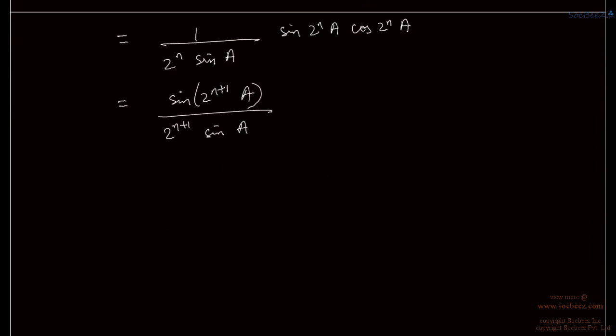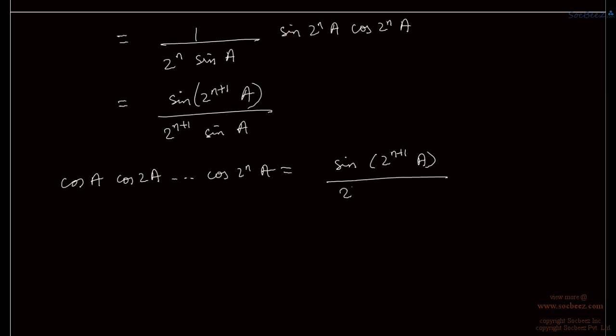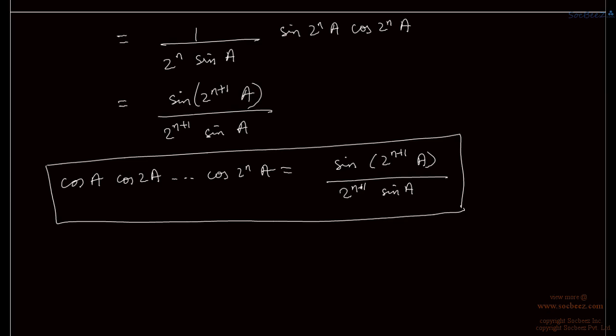Hence, the whole thing has been simplified: cos a, cos 2a, all this till cos 2 power n a, is nothing but sine of 2 power n plus 1 a by 2 power n plus 1 sine a. So this is how you can simplify this using the multiple angle formula.